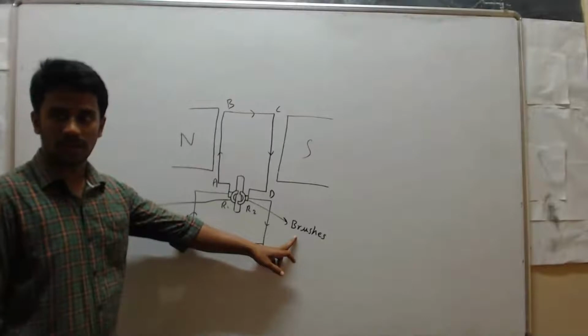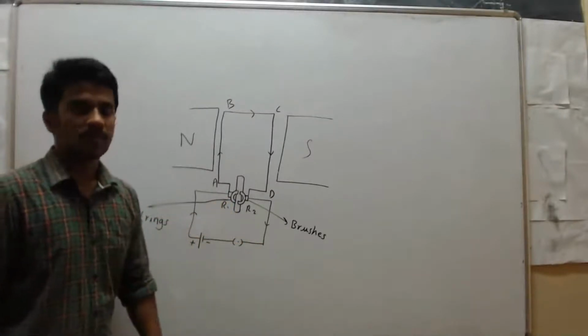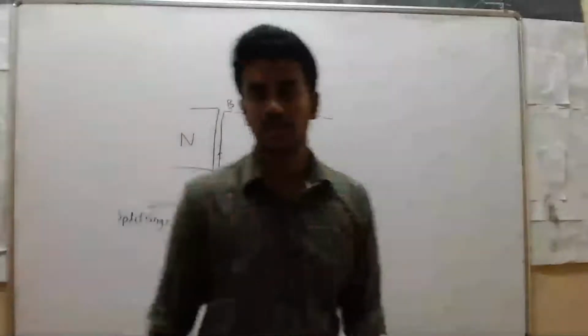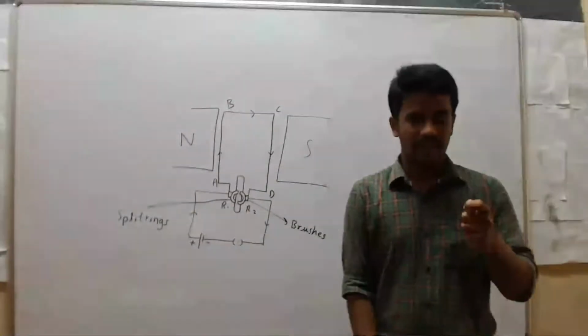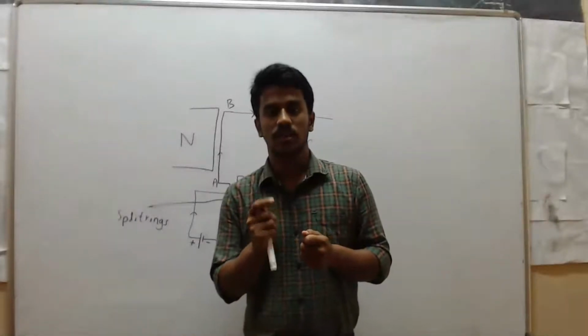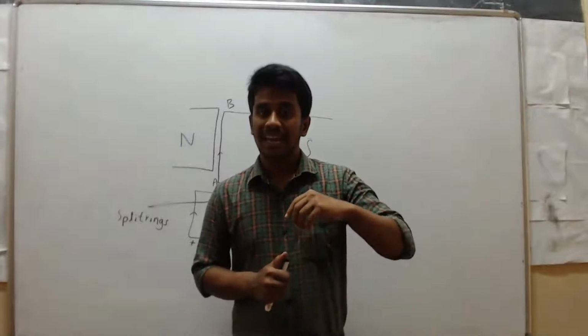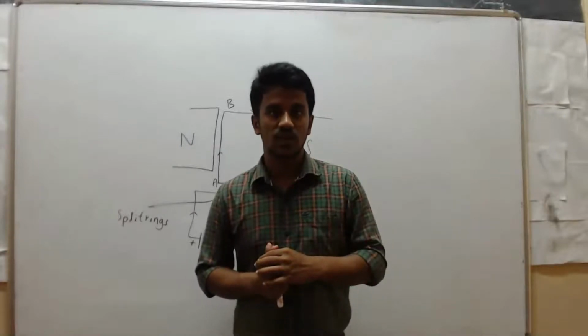Those are carbon brushes, and to the two brushes we have connected a battery. You know the DC motor. So when you connect a battery, what will happen inside that DC motor? The DC motor starts to rotate. So here we can say that electrical energy is converted to mechanical energy.